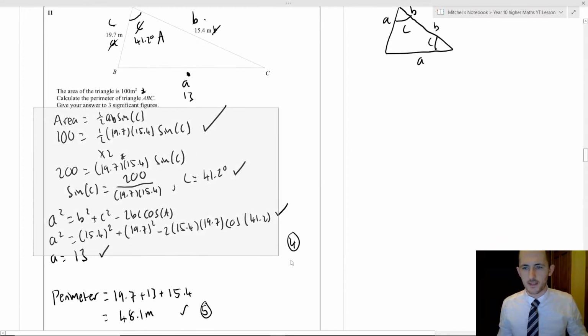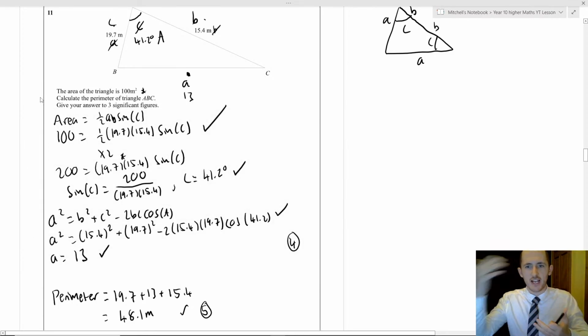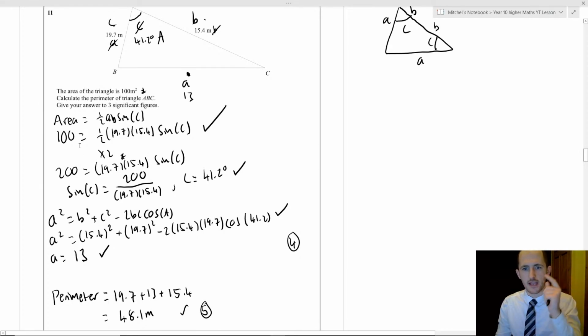If I just read over this, skim read it, I'm obviously going to think I'm right because I wrote it. But if you check it, challenge yourself, say, okay, does it make sense? Okay, do it in your head, like 100 times 2, that makes 200. Cool. 19.7 times 15.4. Enter it in your calculator again, etc.